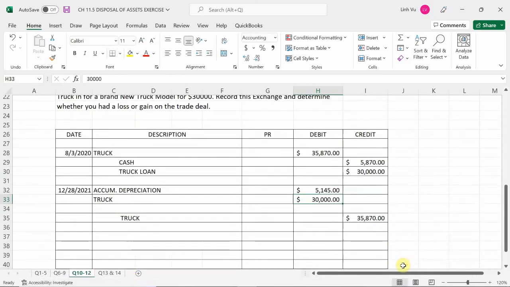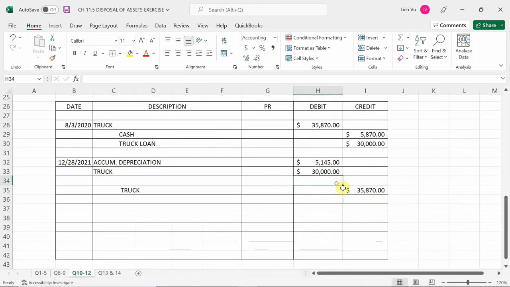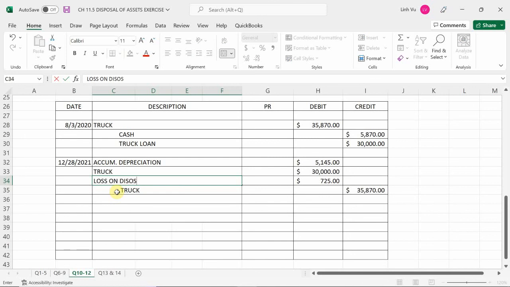$5,145. Okay, and we recognize how much money did we lose? Hold on. $725, right? Right. There you go. Okay, you took a loss on disposal of assets. Good.